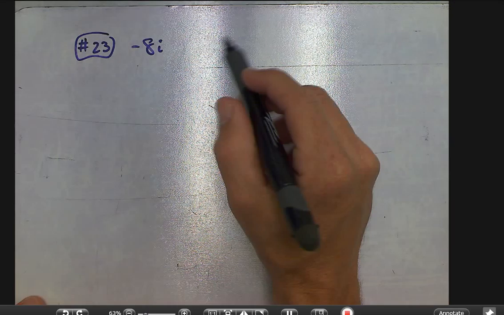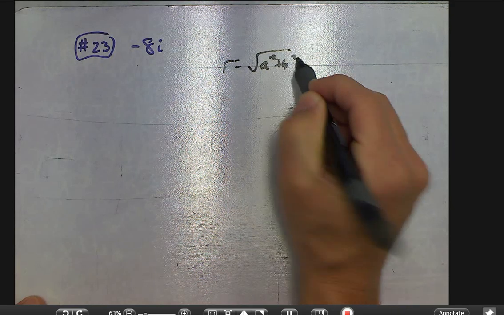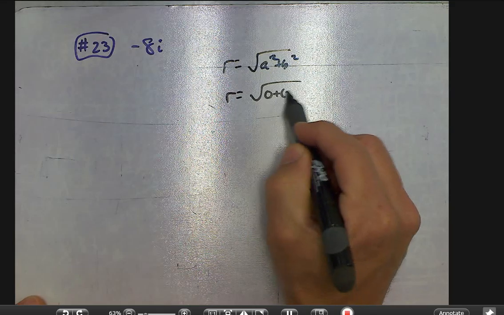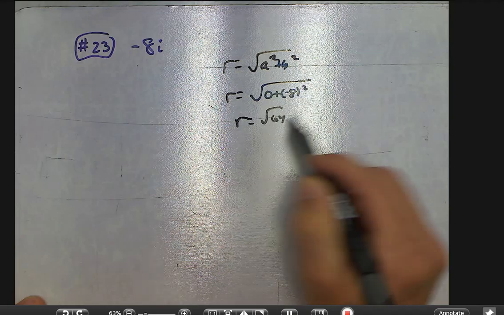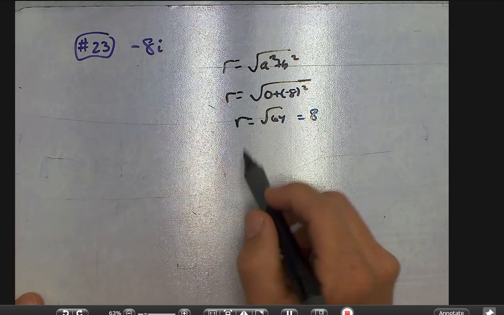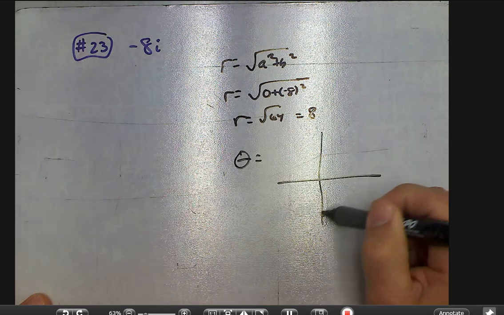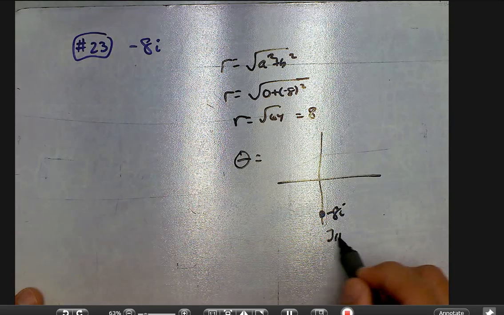Okay, again, r equals the square root of a squared plus b squared. So r equals the square root of 0 plus negative 8 squared. R equals the square root of 64, which is 8. And then for your angle theta, this is another one of those where I can just graph and figure it out. Negative 8i is down there at the bottom. And so that angle is 3 pi over 2.